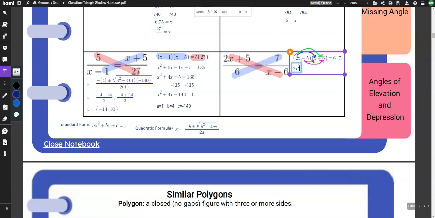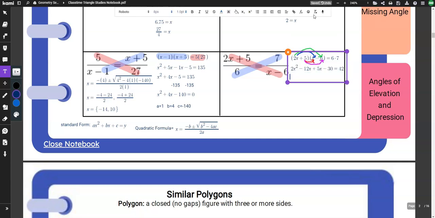So we have 2x times negative 6 is negative 12x. 5 times x is positive 5x. And 5 times negative 6 is negative 30. 6 times 7 is 42. Now we're going to simplify the left-hand side by combining like terms, which gives us 2x squared minus 7x minus 30.